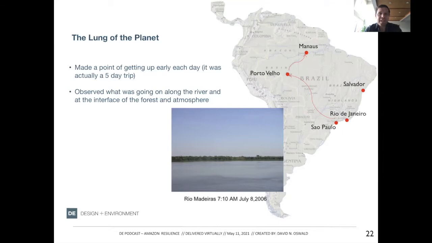So I made a point of getting up early every day just to see what was going on, because one of the things I was concerned about was, you know, the dynamics of this system, right? So I observed what was going on along the river and at the interface of the forest and the atmosphere. So you can see this photo here, which is dated 7:10 a.m. on July 8th, 2006. It's when that first photo was taken, right? Very clear, not much going on there.